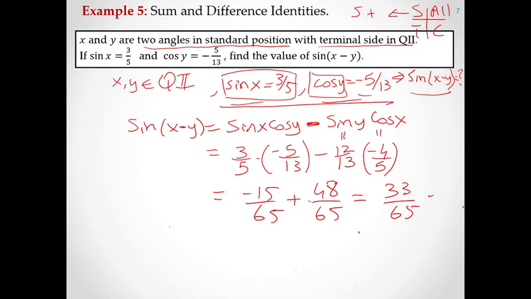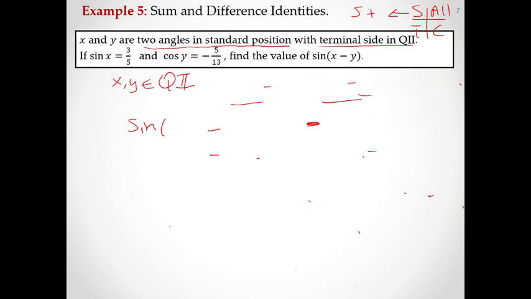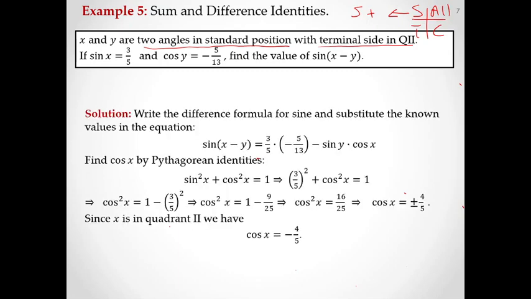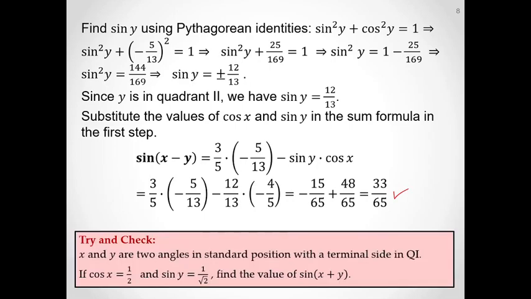Okay, let's see the slides. What is written here should be the same, because I don't see any other way of doing this. So we have to use the formula first and then find the trigonometric values by using the identities. So here it goes. It's a little long, but we got this one. Now try and check exercise.